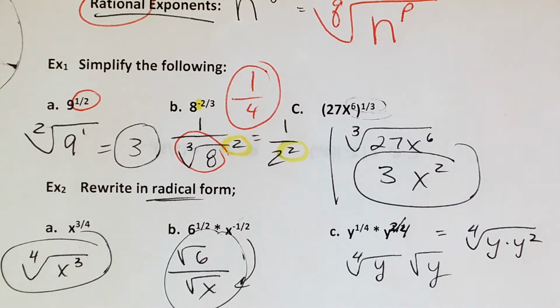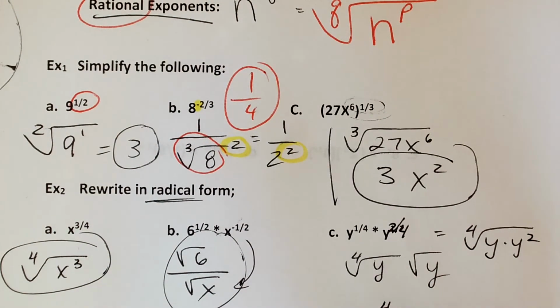So you could rewrite this one as the fourth root of y times y squared. Is this hurting your brain too much? Which is the fourth root of y to the third power, which is a better answer, okay?